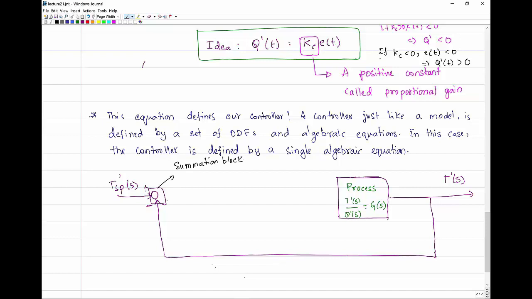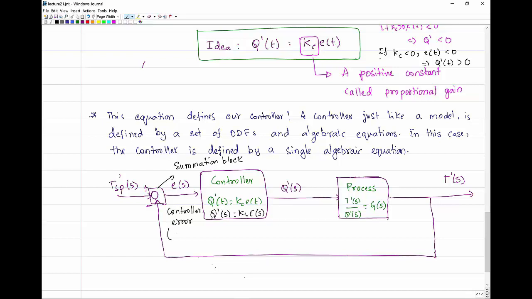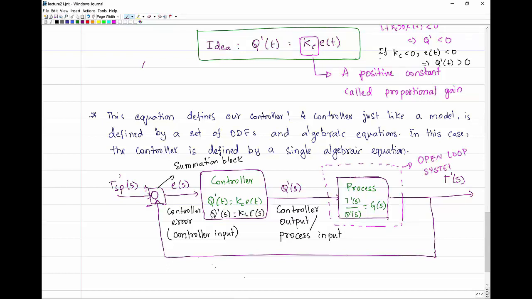The output of the process is T prime, the temperature, which is subtracted from the set point to derive the control error E of s, which is then passed on to the controller, where the controller algorithm is simply Q equal to Kc times E, which then outputs the amount of heat that needs to be added or removed from the process. Now the process itself without the controller is what is called an open loop system. But when you put the process in series with the controller and have this feedback system where you're feeding the temperature back into the controller, you have what is called a feedback control system. It's also called a closed loop system, which is the opposite of an open loop system.